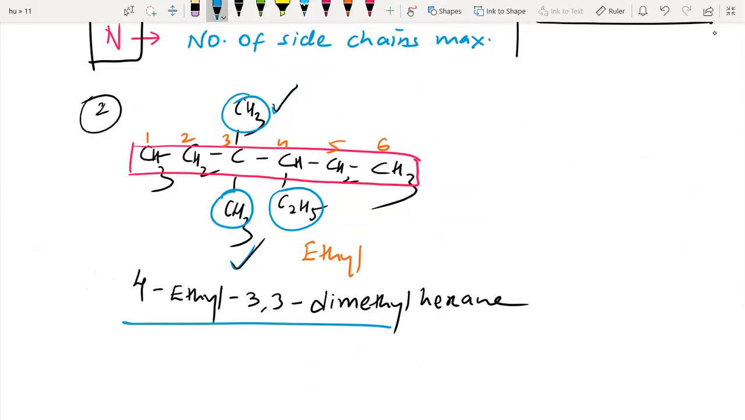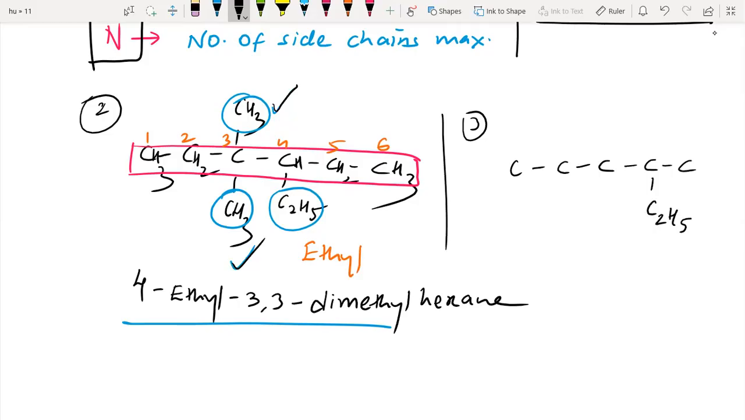Okay. Now another example. Say number 3. Suppose C2H5 is there, and here also we have C2H5, and say I have CH3 and one more CH3 here. We'll take this example.